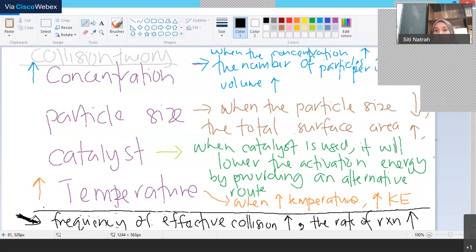Concentration and pressure actually sama. So when the concentration increase or pressure increase, the number of particle per unit volume, dia akan increase lah. So and then your frequency of effective collision, again, to highlight sebab ni sangat penting. Frequency of effective collision increase, so the rate of reaction pun akan jadi tinggi. So ini adalah antara faktor yang boleh melibatkan the rate of reaction lah.